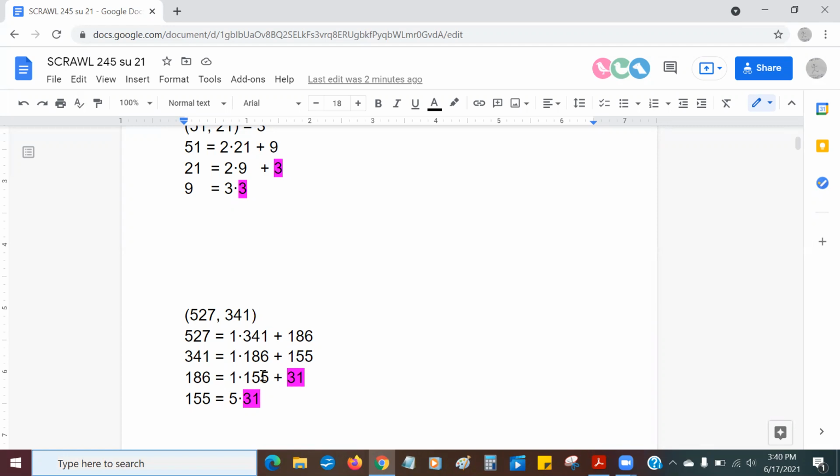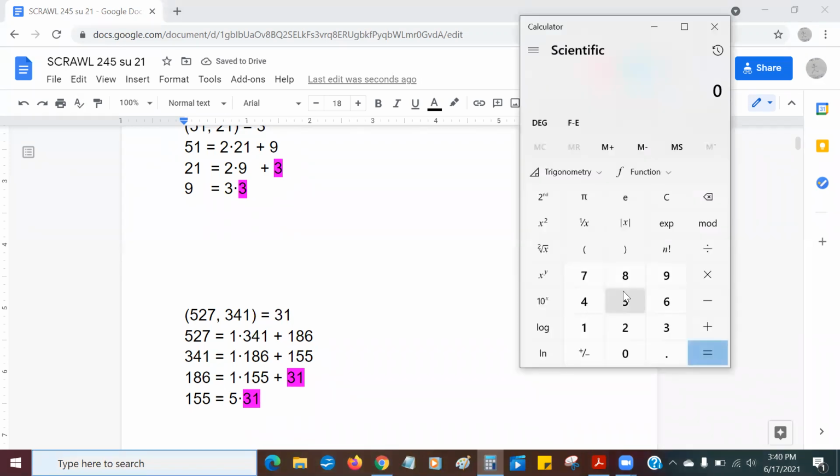And now I take the 155 and the 31, bring them down here. 155 is equal to 5 times 31 with no remainder. That means that the GCF of these two numbers is 31, which means if I take 527 divided by 31, let's just do that, that should go evenly. Yes, it does. 17 times 31.